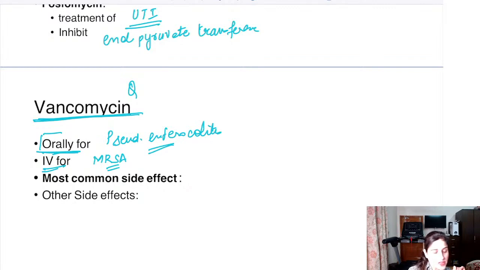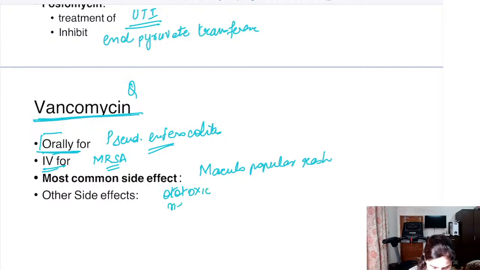The most common side effect seen with vancomycin is maculopapular rash. And there are some other side effects also. It is highly ototoxic and nephrotoxic, so therefore it needs dose reduction in renal failure.